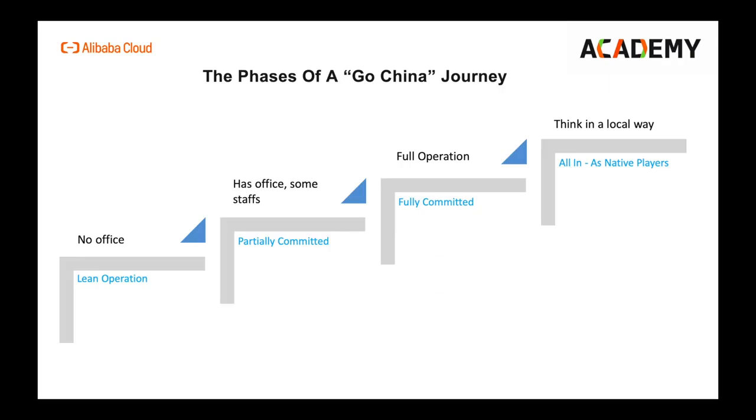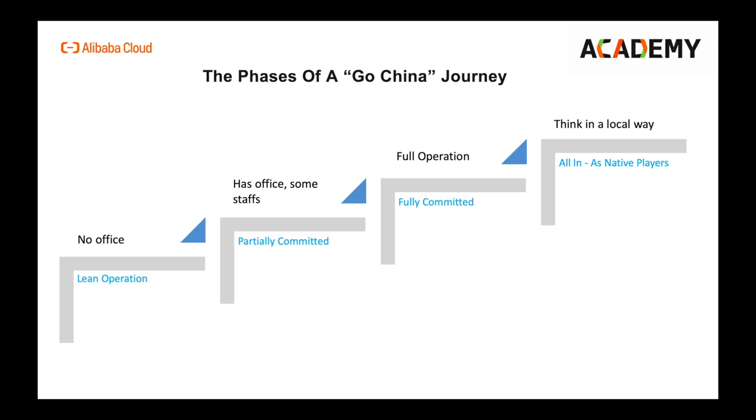So what might some various forays into the Chinese market look like? Well, this would be a typical Go China journey. You'd start out with a very lean operation that has no office. You'd eventually move up to being partially committed. You'd have an office and perhaps some local staff. Then you have a fully committed operation where you have a local Chinese entity and a full office. And then you're an all-in player, which is where you begin to think in a local native Chinese way.